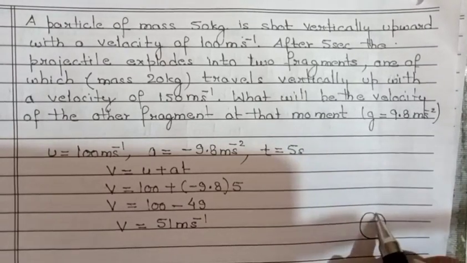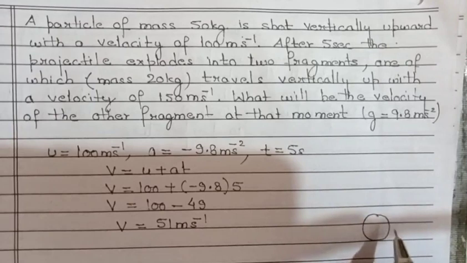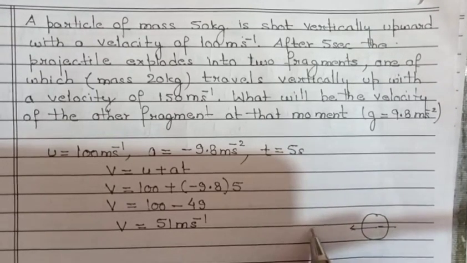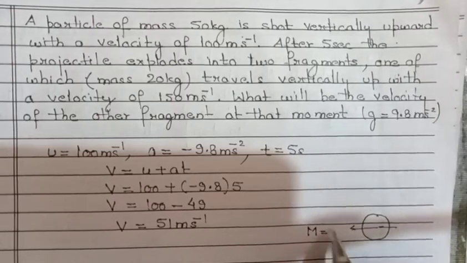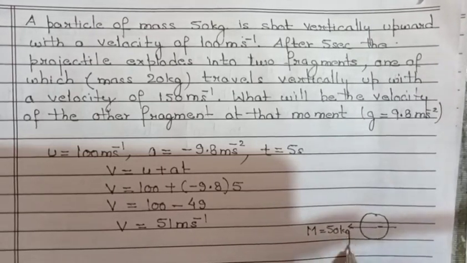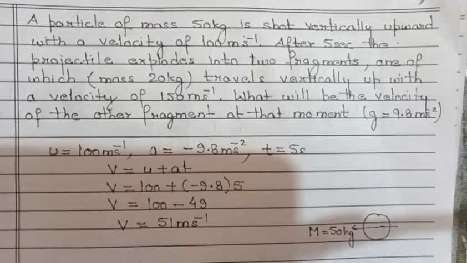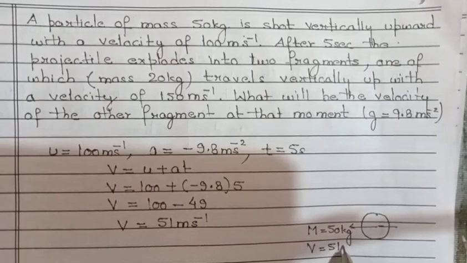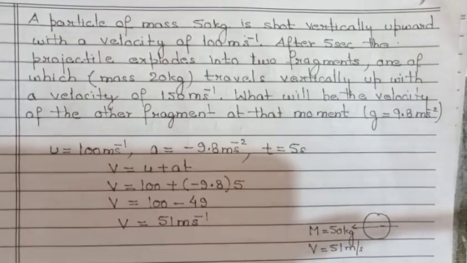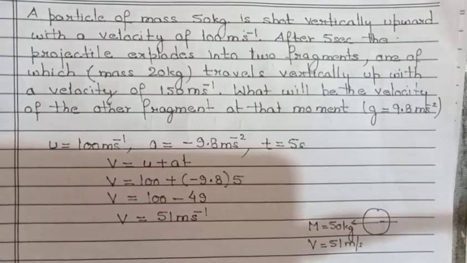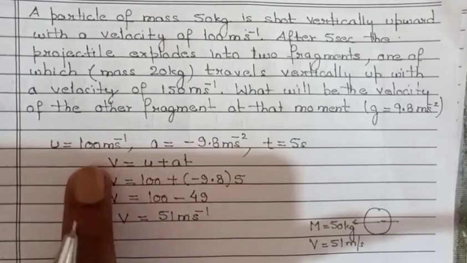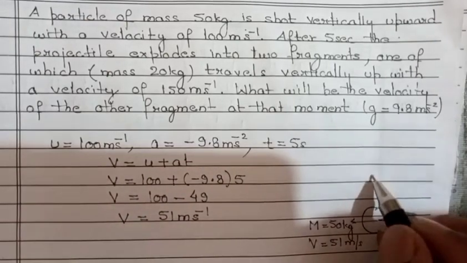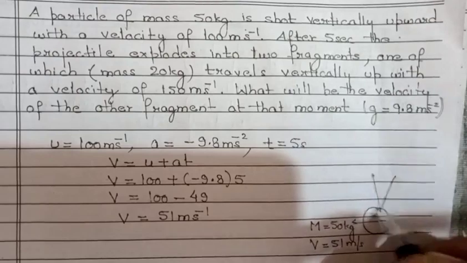The particle was moving in the upward direction. Here the mass of the particle is given to you. Mass of this particle is 50 kg, right? And when it explodes, at that time its velocity is 51. Remember, we need the velocity when it exploded. So when it exploded after 5 seconds, velocity is 51. Now it breaks into two small fragments.